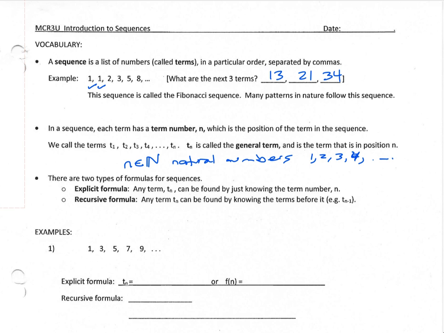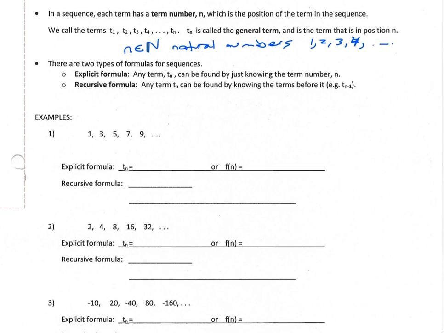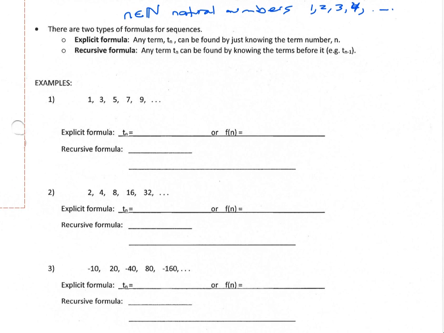And since we don't know what n can go up to, it can be any natural number, we call Tn the general term. And so we're going to figure out formulas for Tn, which is, if I know something about the sequence, then I can find a formula for term n, which means really any term. Okay, there's two ways of writing formulas. The first one's called explicit, and the second is called recursive.